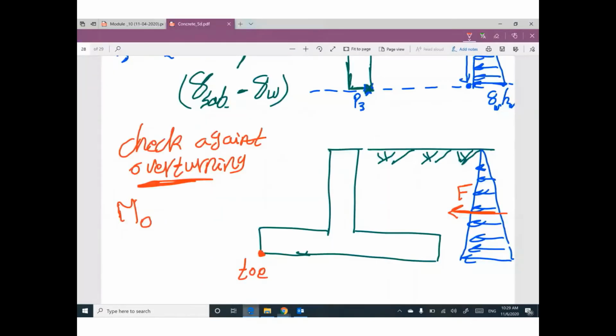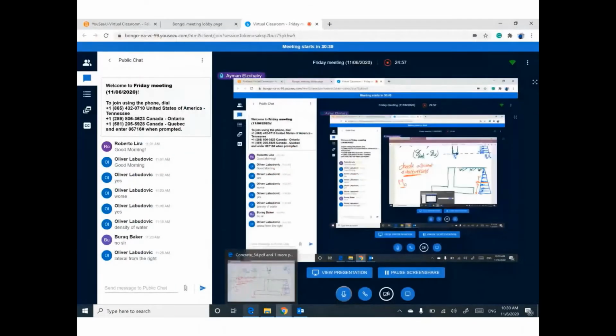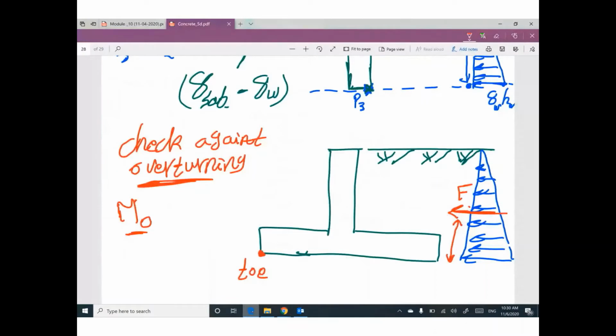I think the lateral force, F. If you multiply F by this vertical distance, it will cause a moment. This moment can be called MO, the overturning moment. What are the forces that will make the resisting moment, that will support the retaining wall? I will let you know.